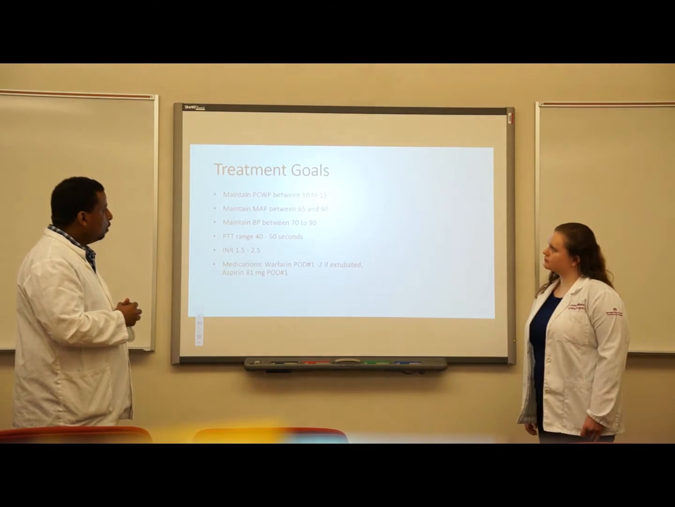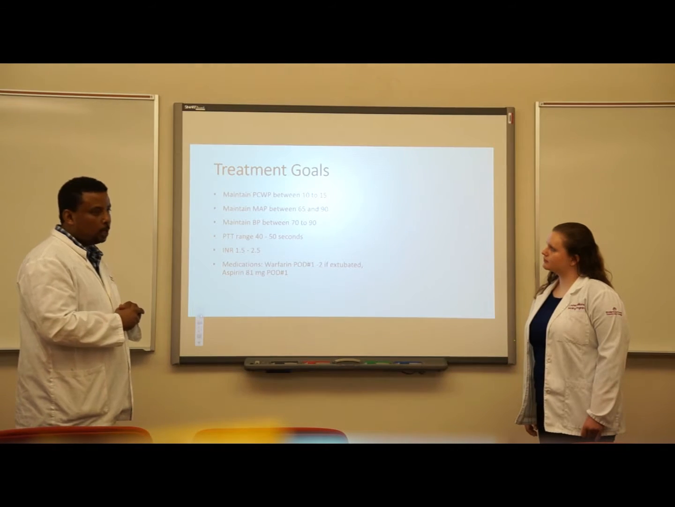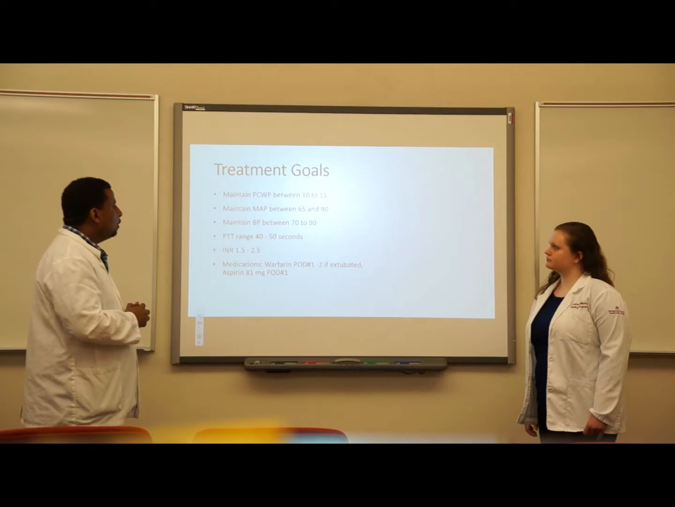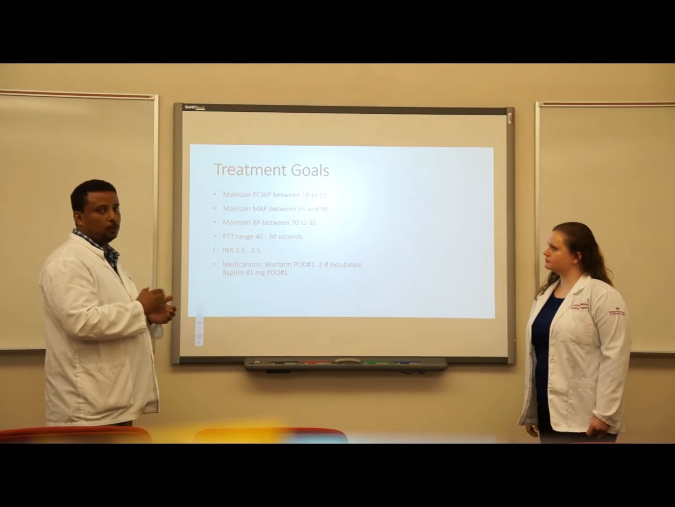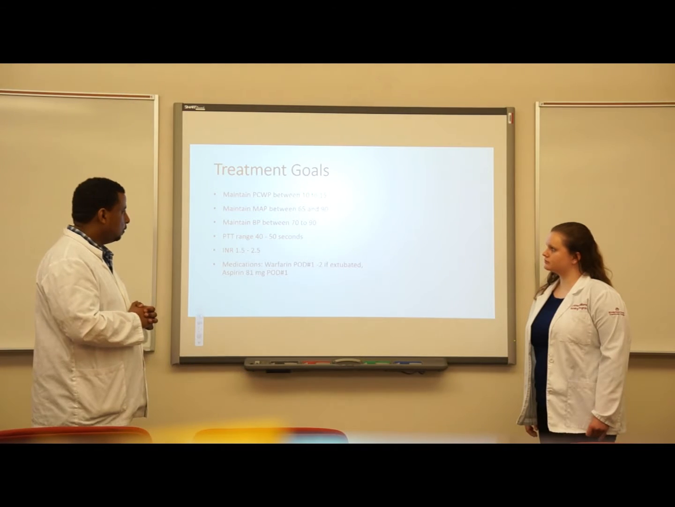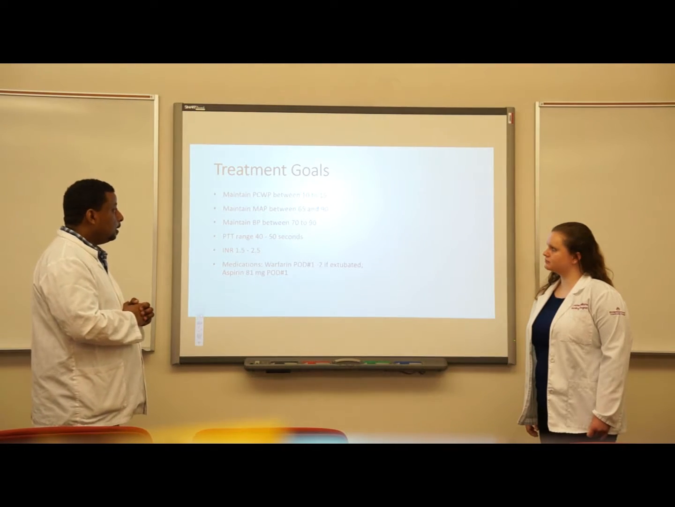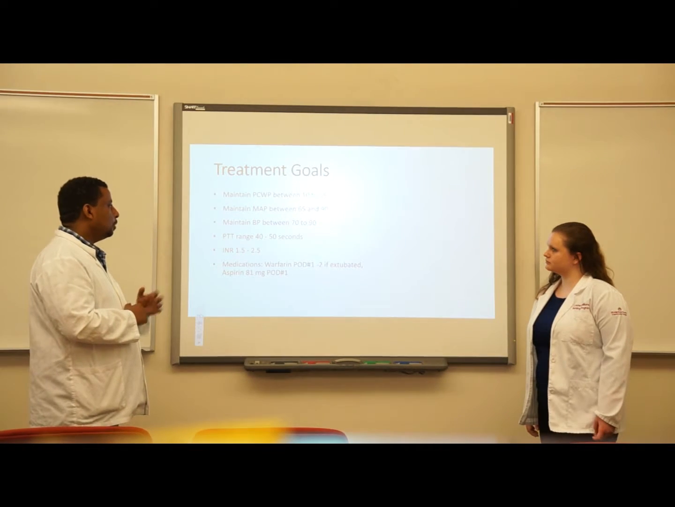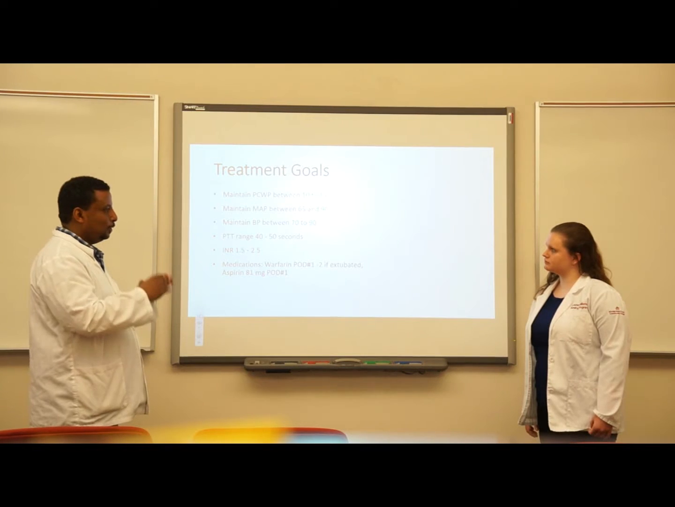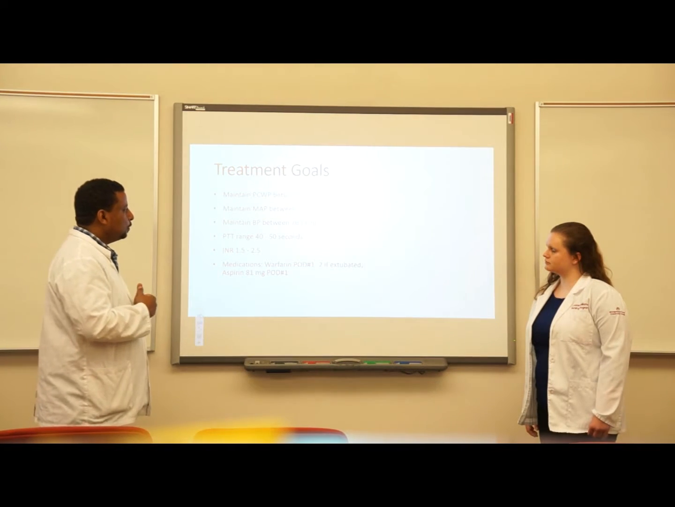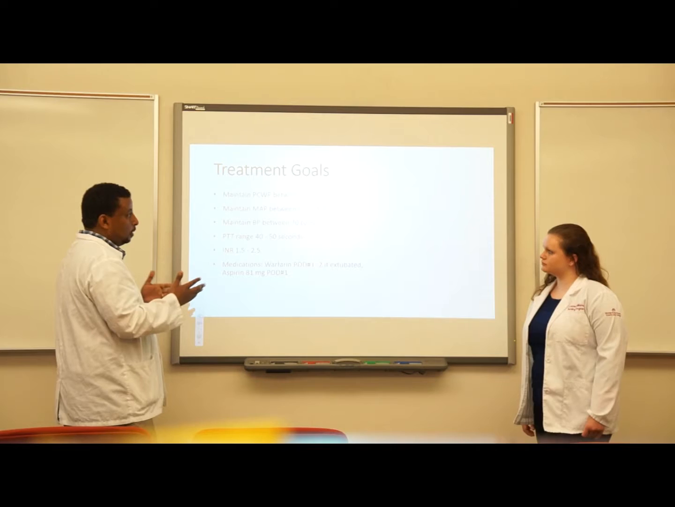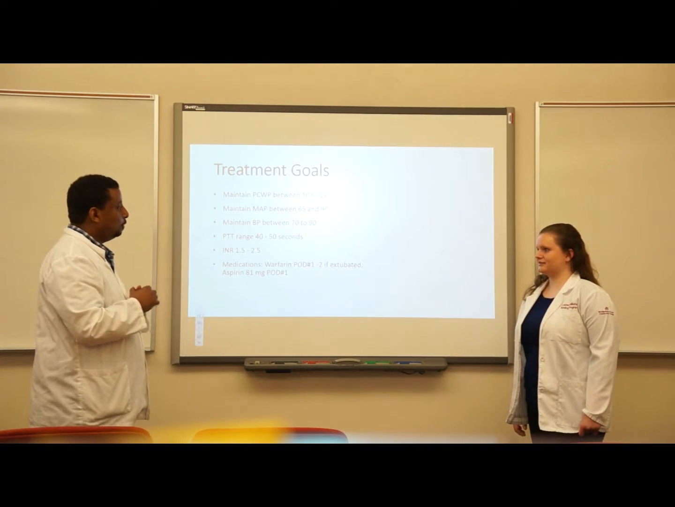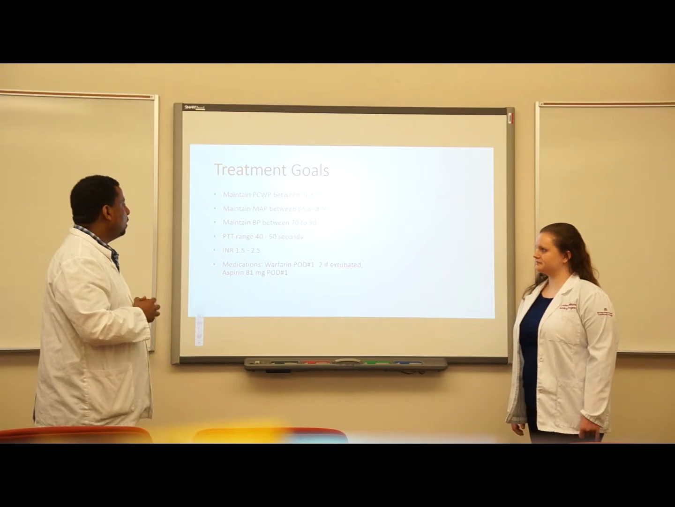So the treatment goal is to maintain the pulmonary capillary wedge pressure between 10 to 15, as we said earlier, and to have a mean arterial pressure between 65 and 90 millimeters of mercury, and maintain the systolic blood pressure between 70 and 90. Remember, we are talking about a patient with a device. Even though it may be less for me and you, for these patients, systolic blood pressure between 70 and 90 is the goal.